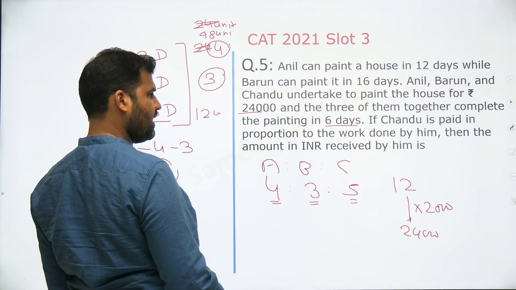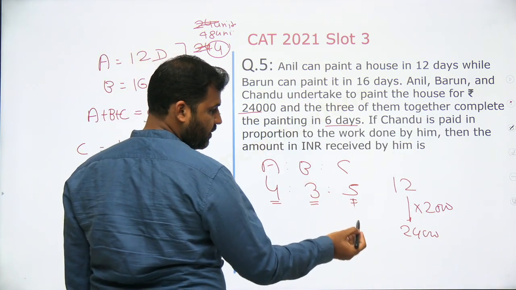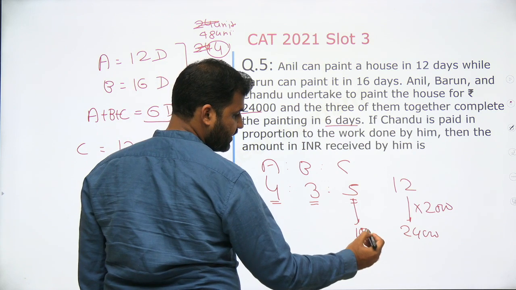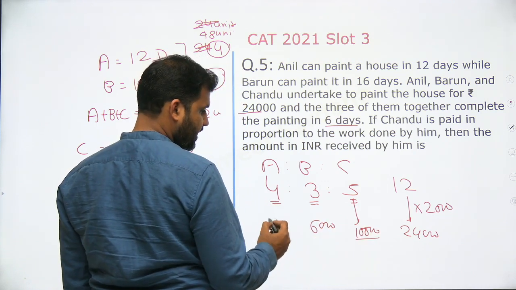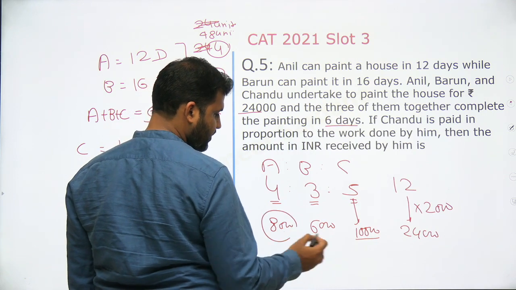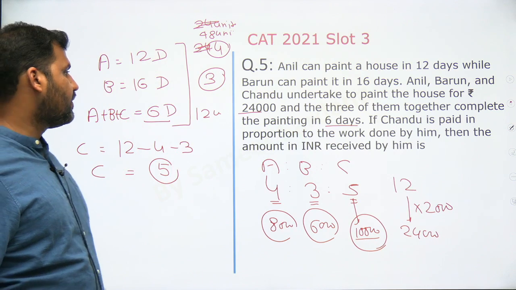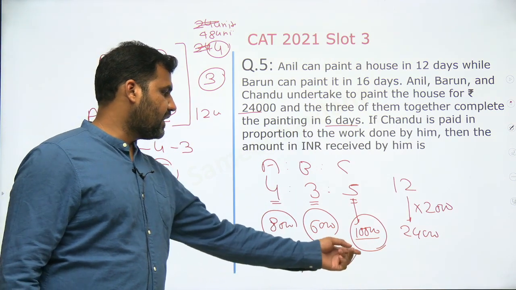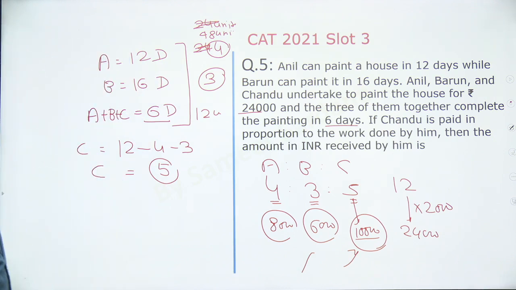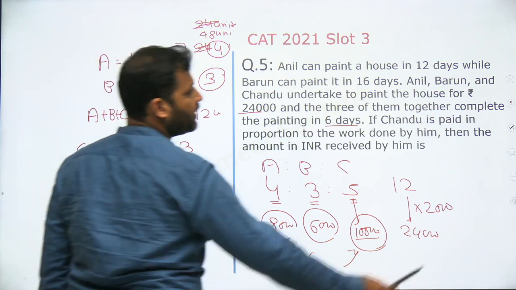Chandu will be getting how much? We are supposed to find out the amount of Chandu. So Chandu will be getting how much? 5 into 2,000, that is 10,000, right? Barun will be getting 6,000 and this will be getting 8,000. That's the question, guys. Very simple and easy question, right? The amount of work Chandu is paid in proportion to the work done by him. So Chandu will be getting total 10,000 rupees. That's the question, guys, right? Simple, very easy. All right.